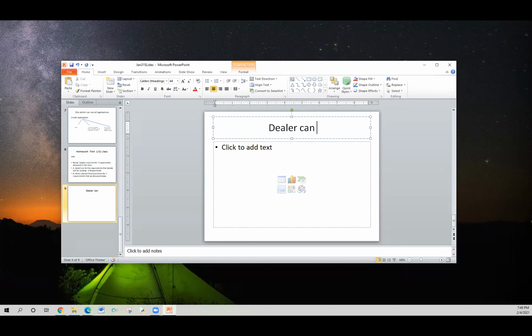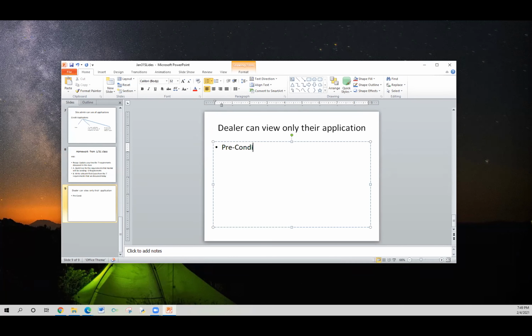The requirement is dealer can view only their application. So this is the scenario that you're trying to do. What are the preconditions you need? We talked about it: I need at least 2 dealers, and I need 2 credit applications, and I need each dealer associated with one credit application. This is the minimum that I need in order to do that.